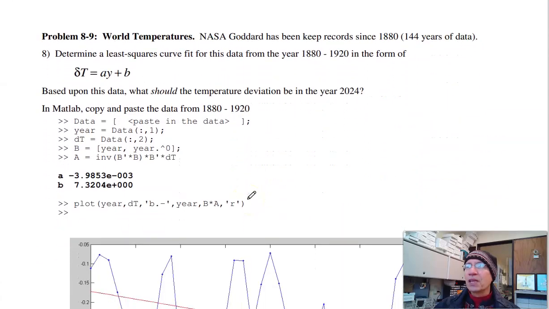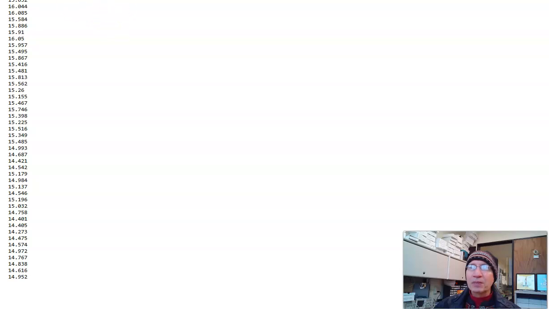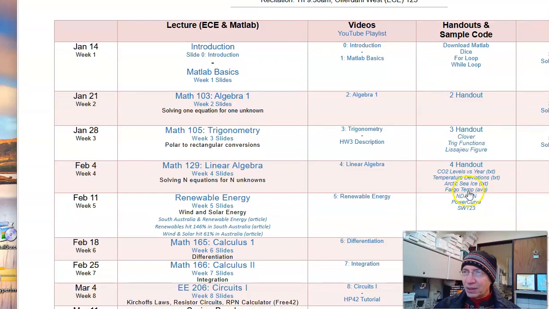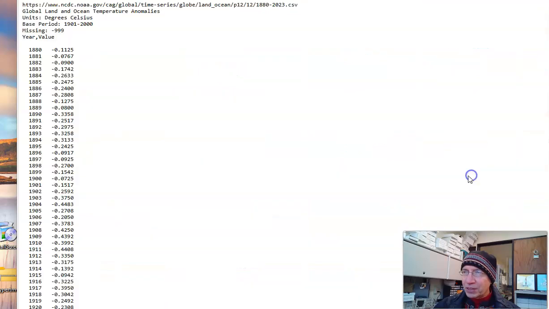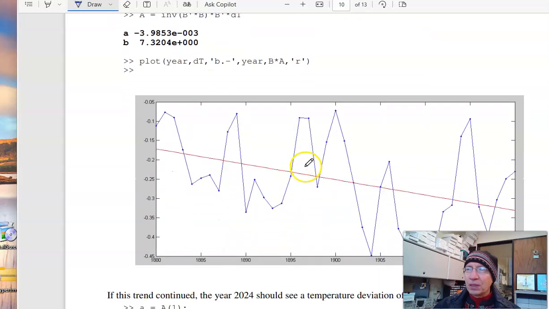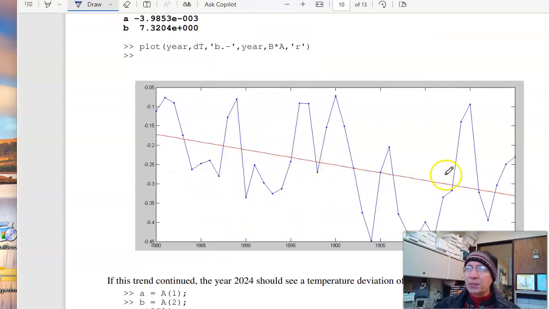World temperatures. NASA Goddard's been recording temperatures since 1880. Let's just look at the years 1880 to 1920. If I just grab that set of data, let's go back to Bison Academy. If I do temperature deviations, grab the data from 1880 to 1990. Here's what the data looks like.